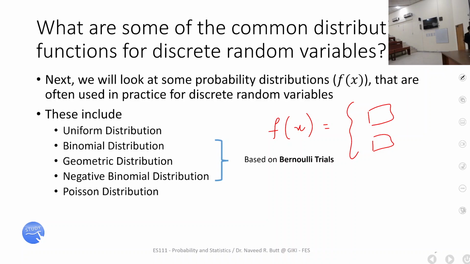All of these we do for the discrete case, and let's start with the uniform distribution. Now the example of rolling a die again.